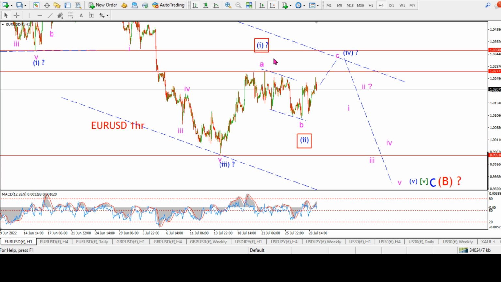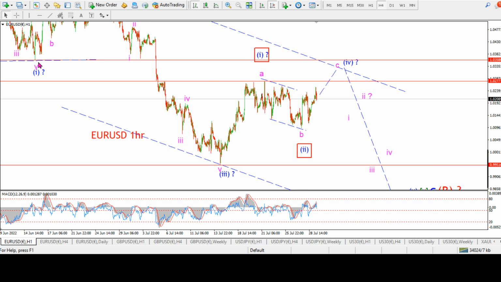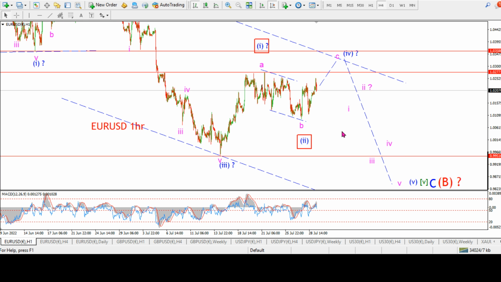There is the alternate account here. I will concentrate more on that alternate account if we get a break of this wave 1 low here. That comes in at 103.58. So that's the level to watch today, even. But I am not ready to abandon this main count just yet.